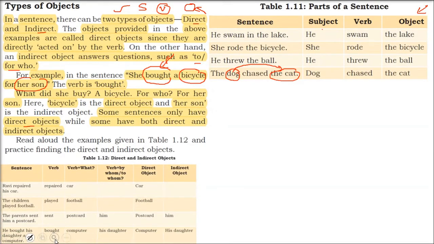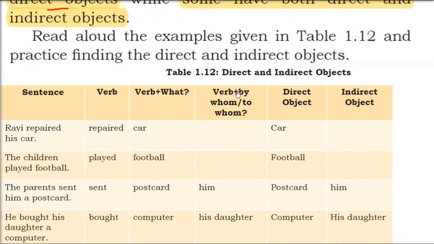I'll show you two examples with direct objects and two with indirect objects. When we ask a question with the verb plus what, then we have the direct object. When we have the verb and we ask the question for whom or to whom, it's an indirect object. For example, Ravi repaired his car. Repaired is simply a verb. Now verb plus what? Ravi repaired what? The answer is car. So car is a direct object.